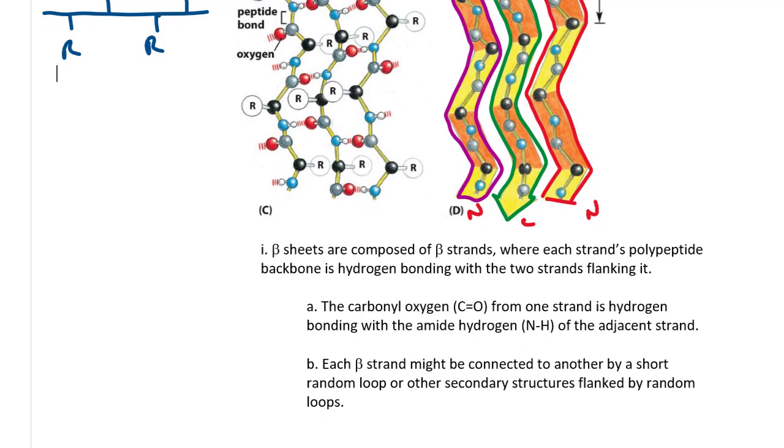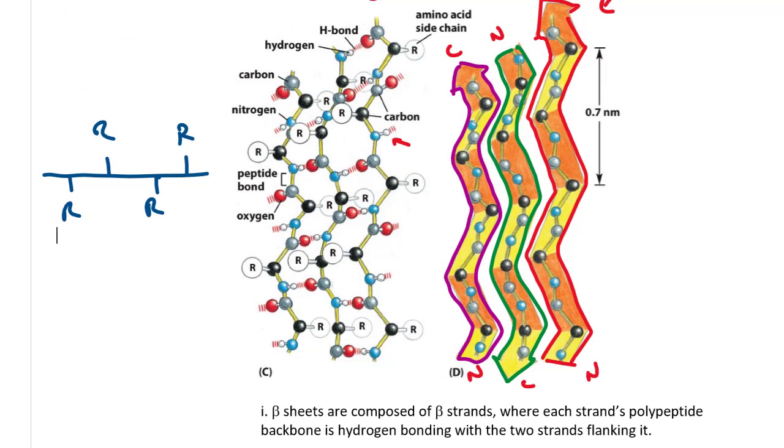So beta sheets are composed of beta strands, where each strand's polypeptide backbone is hydrogen bonding with the two strands flanking it. So for example, in this picture, the middle strand right here, would be this one right here, it's hydrogen bonding with both the strand to its right and the strand to its left. Okay? That's what that statement means.